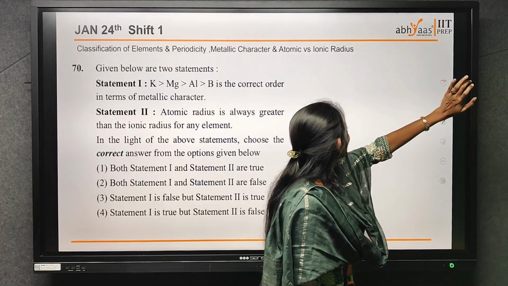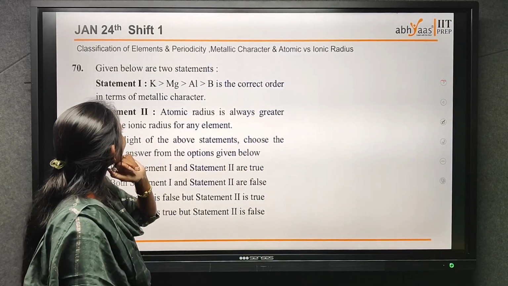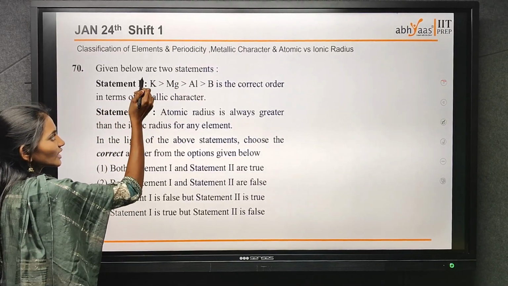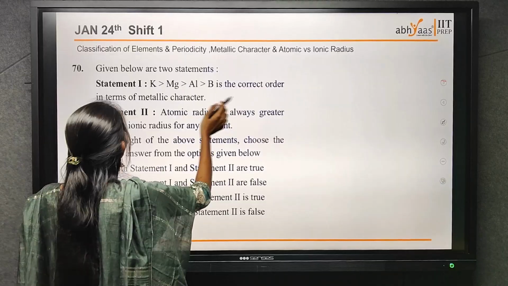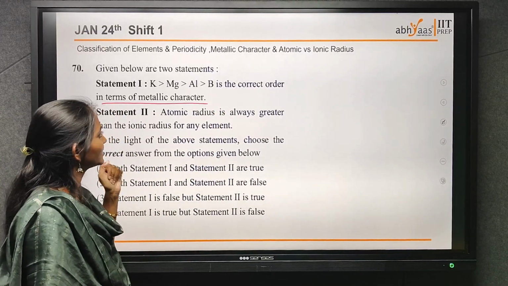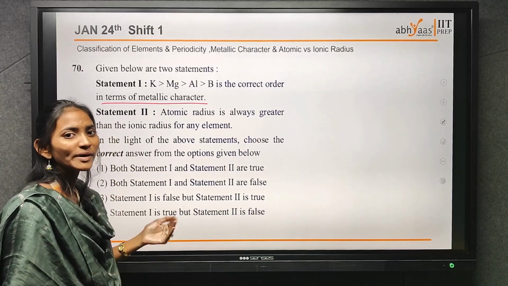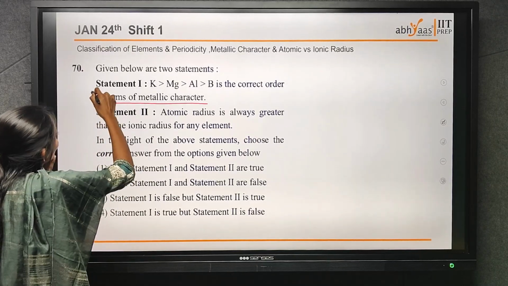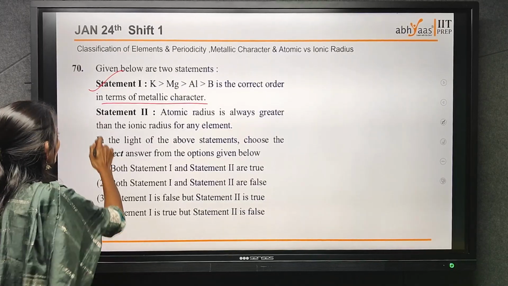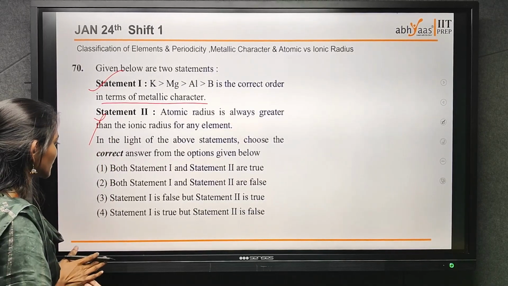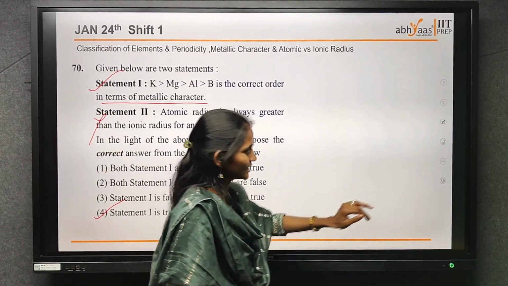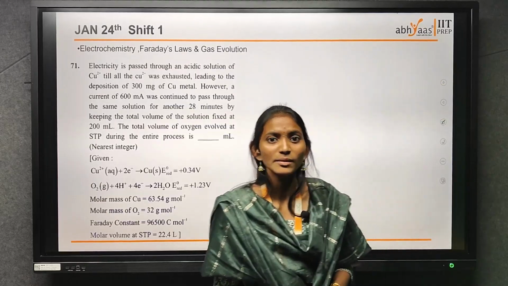Okay. Moving on to the next question. This question is asked from classification of elements, periodicity trends. Statement 1 gives the order in terms of metallic character. As we all know, moving from left to right, metallic character decreases, and moving from top to bottom, metallic character increases. So here the statement is true. Statement 2 says atomic radius is always greater than the ionic radius for any element. No, it is not correct. So statement 1 is true and statement 2 is false. Answer is 4. Periodicity trends are asked in statement based form also, not that tricky, a moderate one.